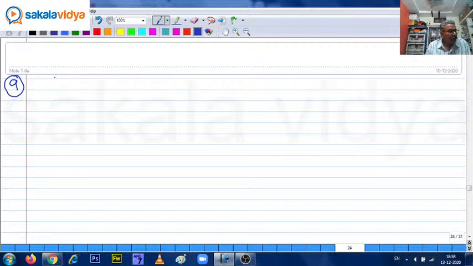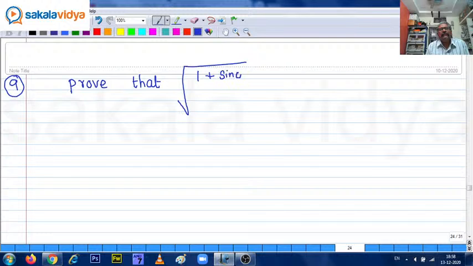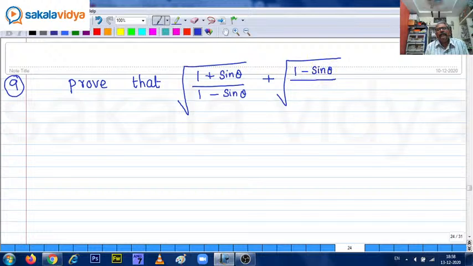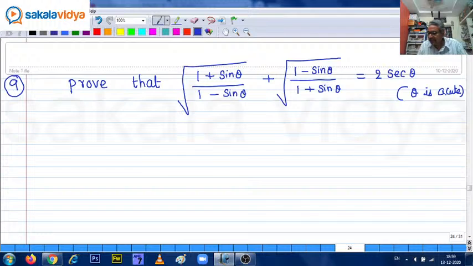Now write down. Prove that root of (1 plus sin theta upon 1 minus sin theta) plus root of (1 minus sin theta upon 1 plus sin theta) is equal to 2 sec theta, provided theta is an acute angle.